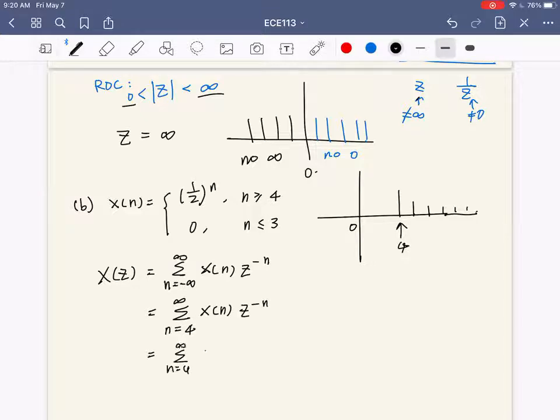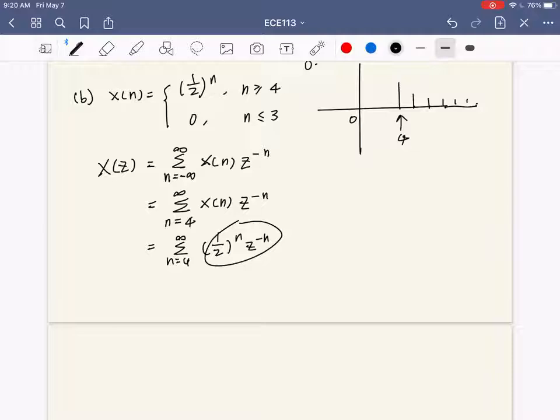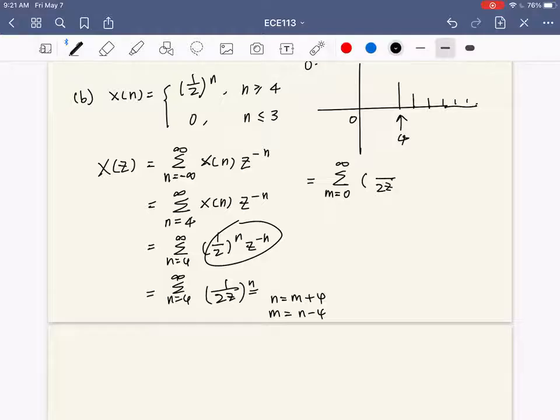And then we substitute this, right? And we see that we can actually merge the two terms into one term and apply the geometric sum. We notice that n starts from 4. If we let n equal m plus 4, which means m equals n minus 4, we change the subscript, and m will start from 0 to infinity, right?